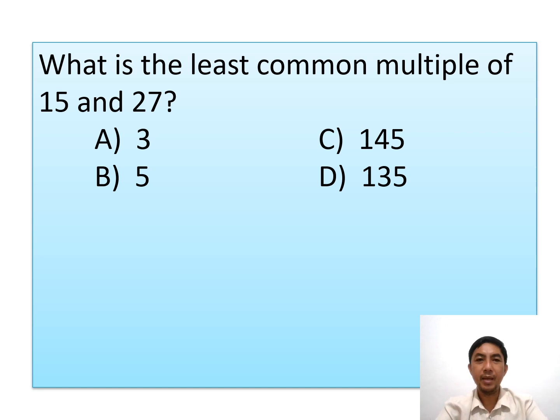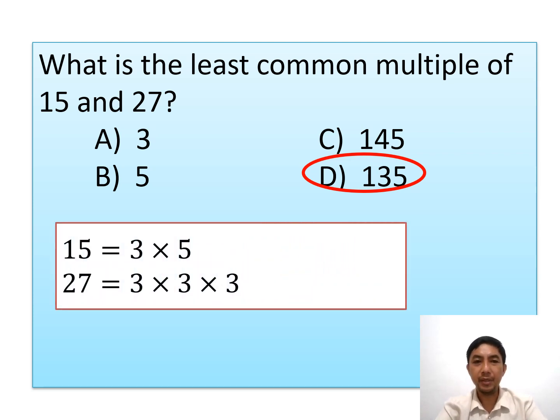Now let us try to have a sample problem. What is the least common multiple of 15 and 27? So the correct answer here is 135, but how did we get 135? So the same process, you use the prime factorization. So 15 can be 3 times 5, 27 is 3 times 3 times 3. But if you notice, we have the common factor, which is 3, or the greatest common factor, which is 3.